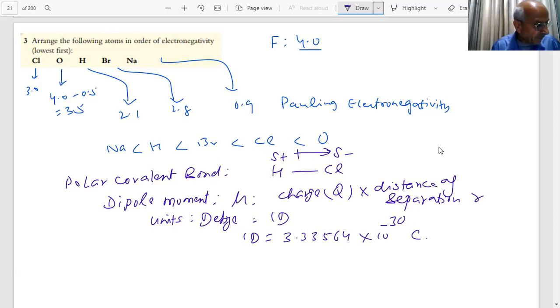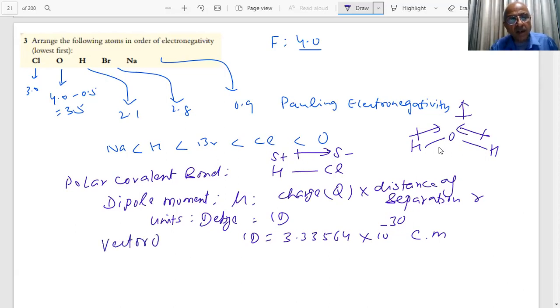Coulomb meter. This is the SI unit of dipole moment: the SI unit of charge is coulomb and the SI unit of distance R is meter, so coulomb meter. We represent this type of arrow to show the electronegativities of these elements. If I have H and O, the arrow means that oxygen is more electronegative than hydrogen. There will be a net dipole moment. It is a vector quantity, student. So we can find the net dipole moment.